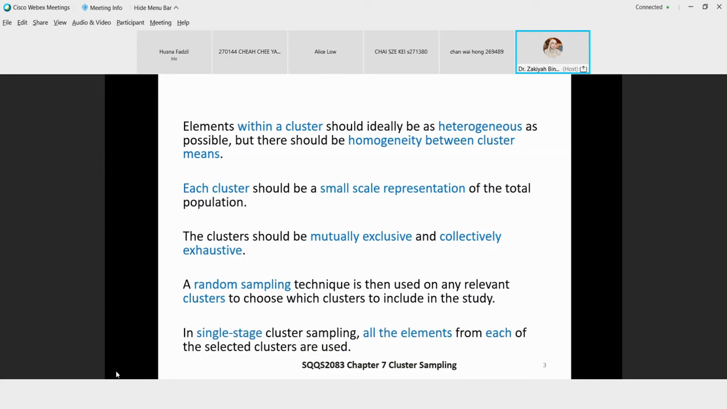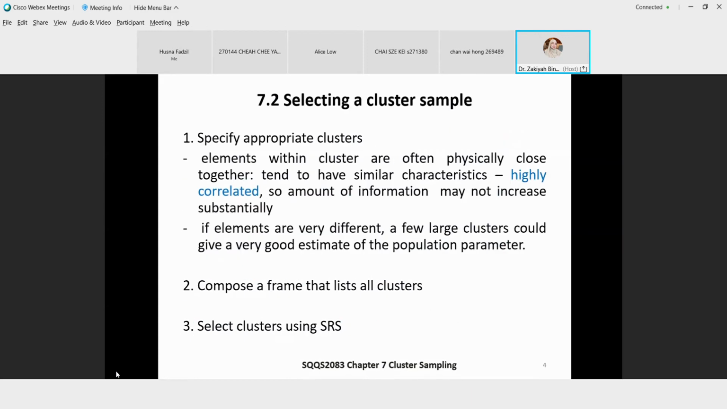Now, in a single stage cluster sampling, which is what we're learning in this chapter, all the elements from each of the randomly selected clusters are used. Everything within that selected clusters. Sounds easy, yeah? All right. So how do you actually select a cluster sample? First, of course, you need to specify the appropriate clusters.